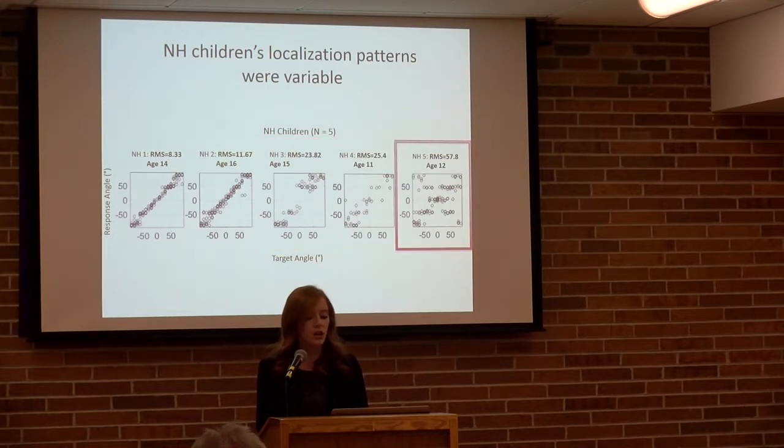Additionally, one child in the study was localizing at chance level, and as you can see, that child's responses are completely spread across the graph. There's no linear pattern identified, and the RMS error is 57.8 degrees.